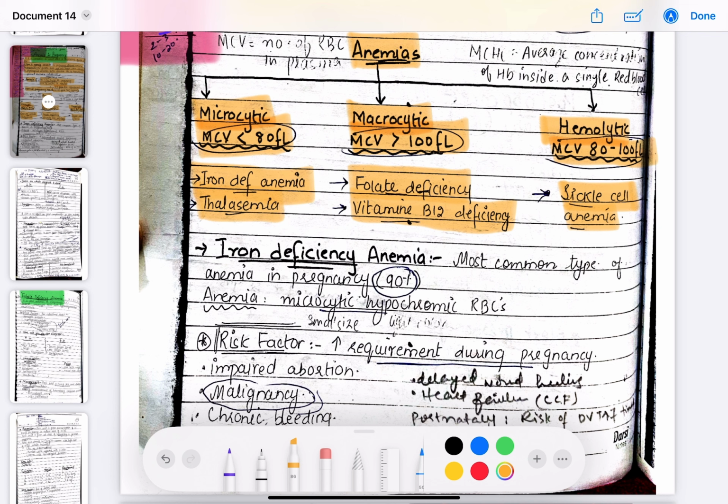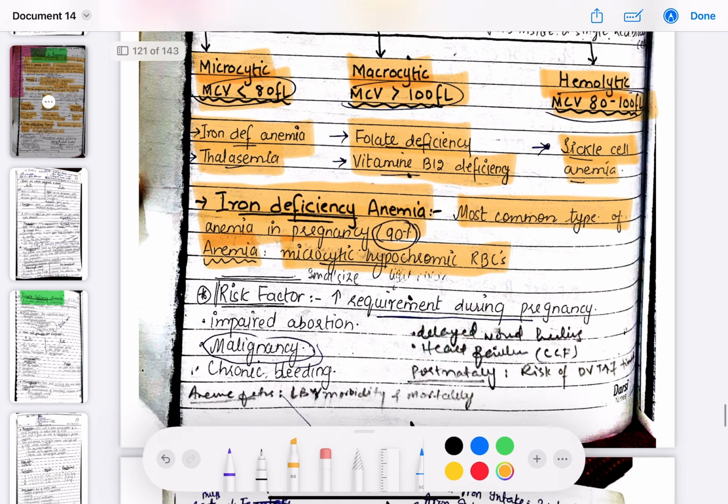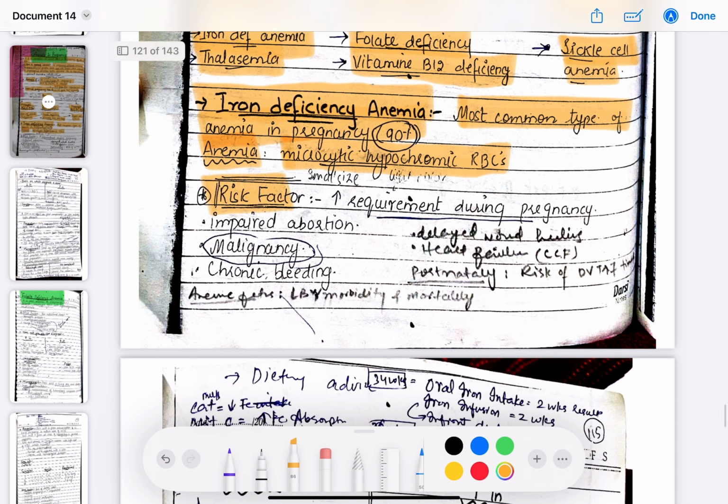femtoliter. Now, specifically the iron deficiency anemia, it is the most common type of anemia in pregnancy, and it is about 90%. The anemia is microcytic hypochromic RBCs. Now, the risk factors are the increased requirement during pregnancy, impaired absorption, malignancy, and chronic bleeding.